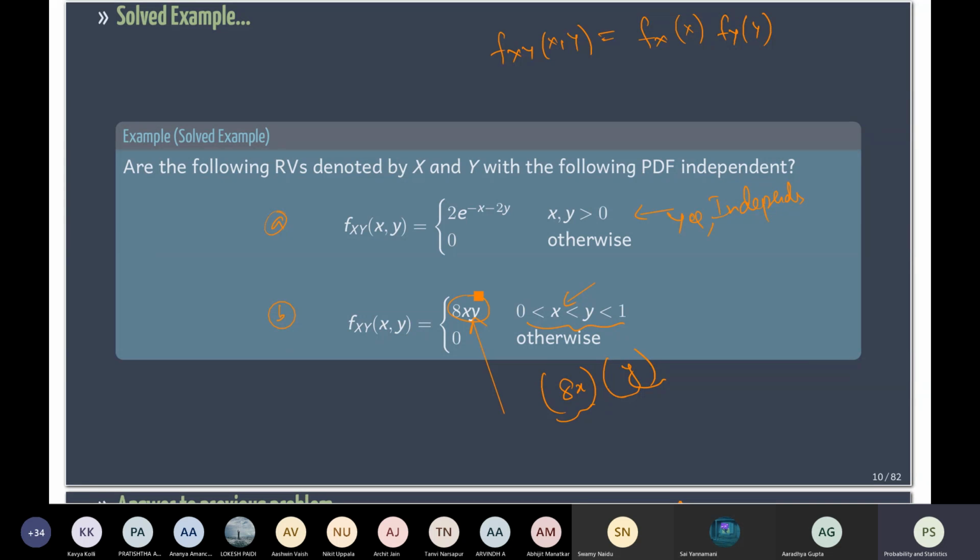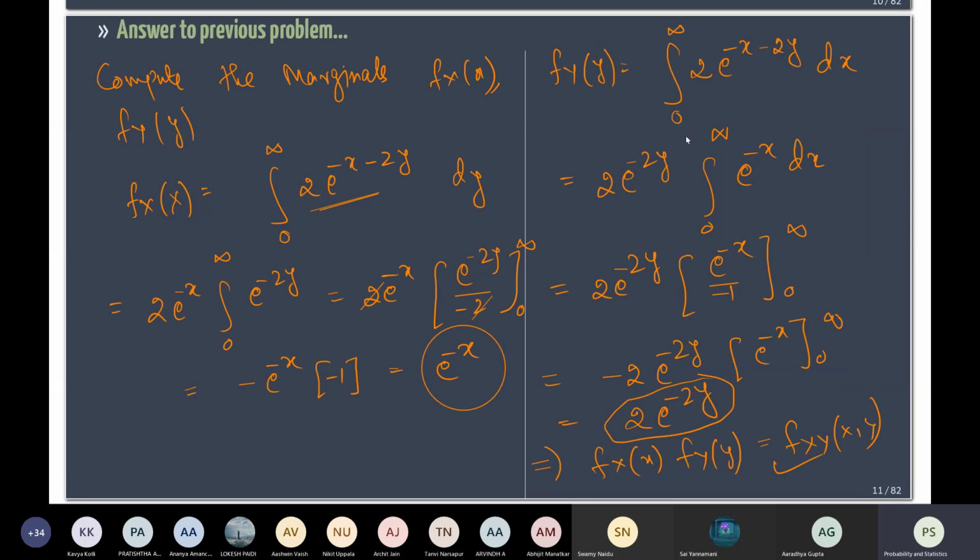Okay, so here you could write this as two functions, but then this has an important role to play. Here I could have also immediately identified this as 2e to the minus x and then e to the minus 2y. Okay, so here it did come out to be like the product of the marginals. So what I'm trying to say is it's important that you actually compute the marginals.